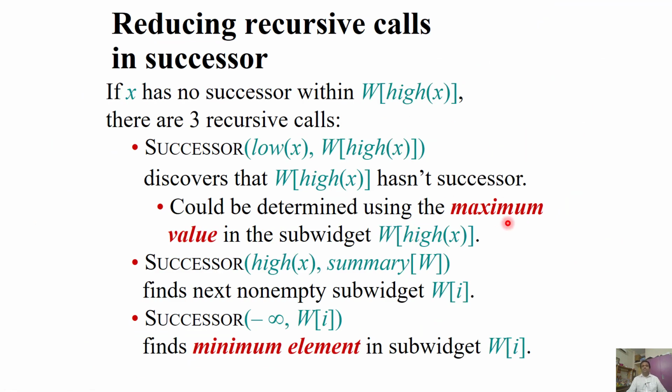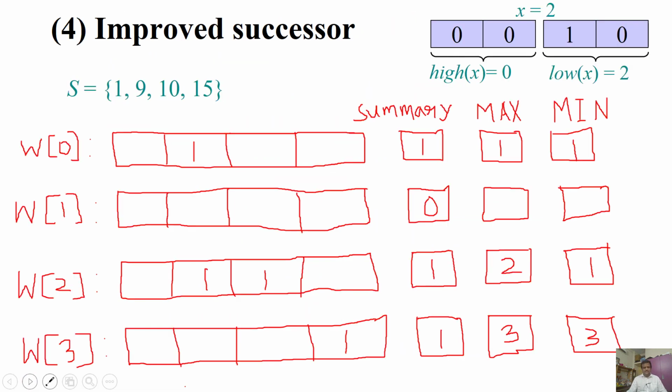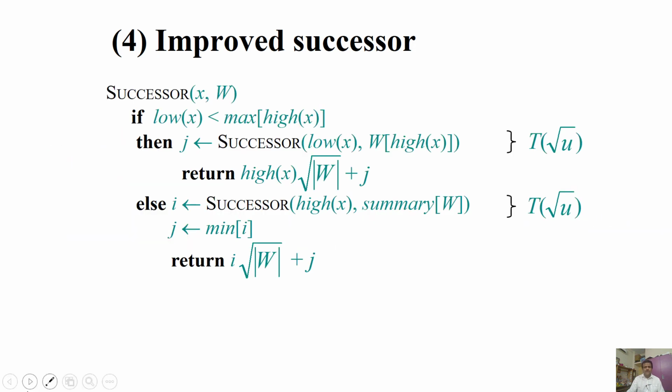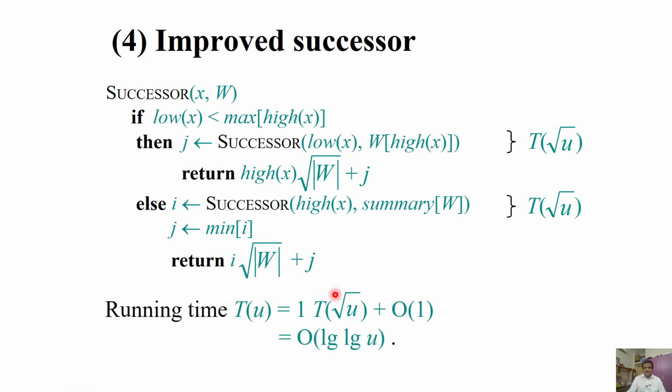So we have 2 more arrays, the max array and the min array, where we store this, and we reduce it to only one successor call. The insert also needs to maintain these, so if we insert something we need to change the min and max fields, these 2 new fields. So this is the final improved successor call. Here we have only one successor call, and that determines the time complexity.